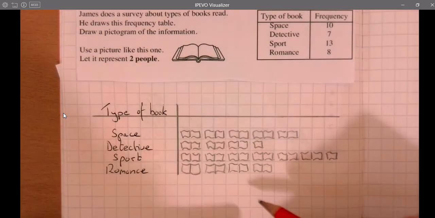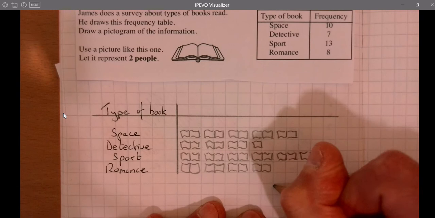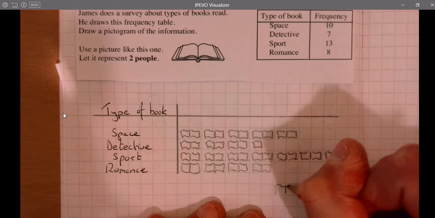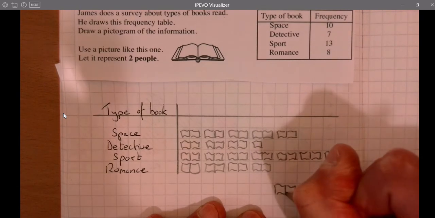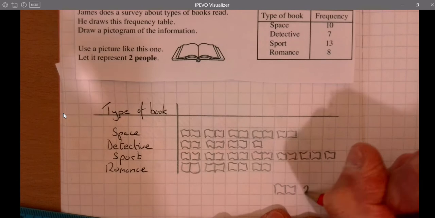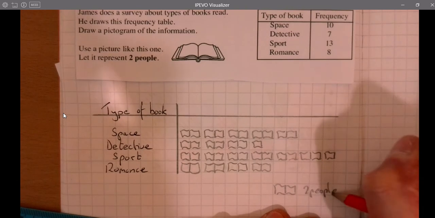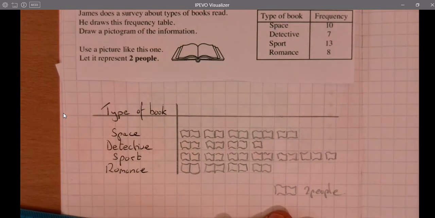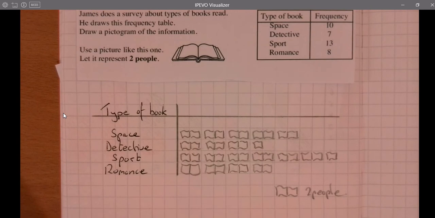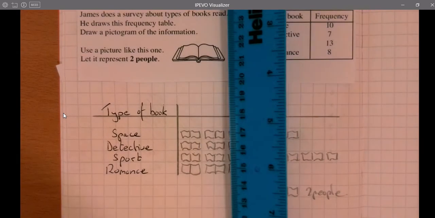Now I put my key on here, and make sure it's the same size. So that means 2 people. All right, there we go. So look how it's all in line.